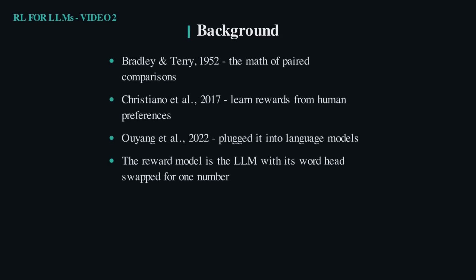The math here is old. It comes from Bradley and Terry in 1952, and Christiano and colleagues revived it for AI in 2017. Ouyang's team plugged it into language models in 2022, and the construction is beautifully simple. To build the reward model, we take the language model itself and replace its next word output with a single scalar. Same body, new head. So it already understands language. We are just retraining it to output one number, a score, instead of a word.